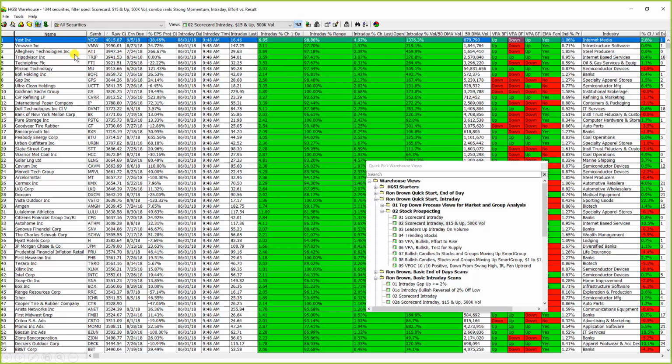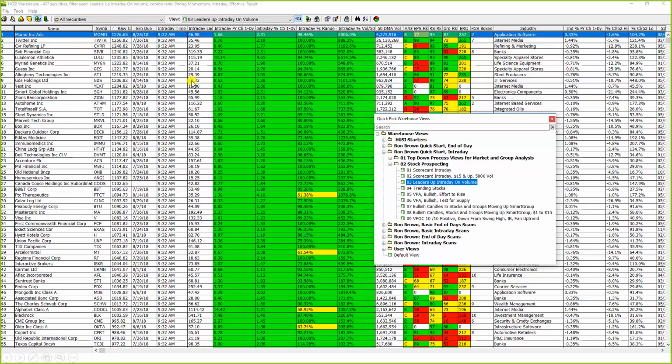VMware was there. Steels were strong early because of the tariffs and so on. I'll show you that. Down to the next one. This is leaders up. If you look over here as I flip through, these are the screens that I was using, and notice they're in the quick start. These are the leaders up intraday on volume. Momo was at the top of the list, followed by Twitter. Here's Yext, or however you pronounce it, YEXT, Auto Home, and so on. Plenty of opportunities to scan for potential trades early.